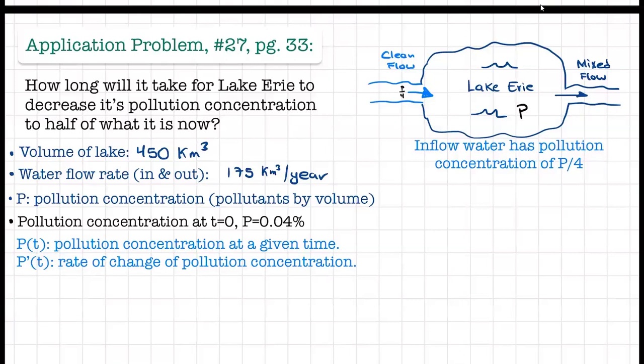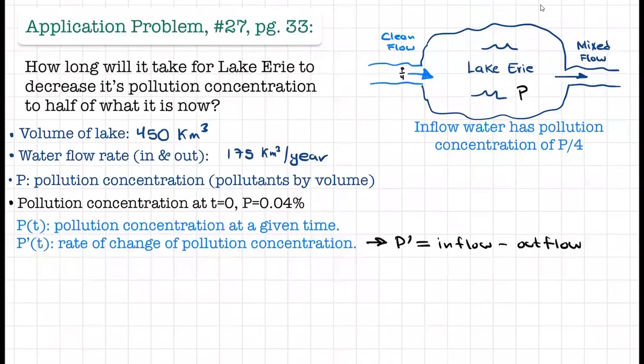So let's set up our terms here. We know that the rate of change of pollution concentration will depend on the inflow and outflow. So P prime is equal to the inflow of water minus the outflow. We know that the outflow is a mix of pollution and water, while the clean inflow has less pollution than that. This is once again something from the book.